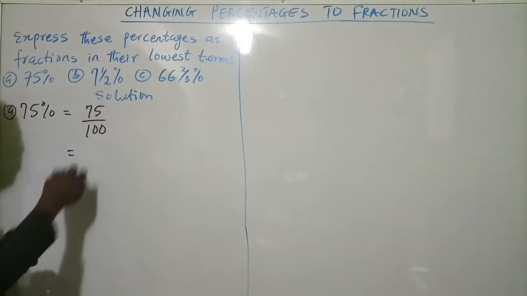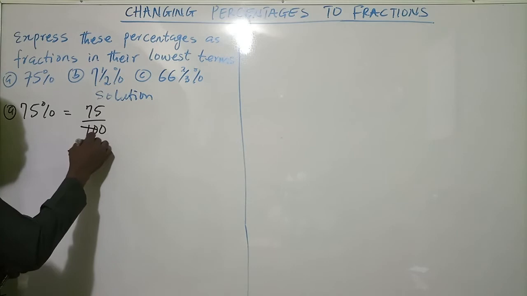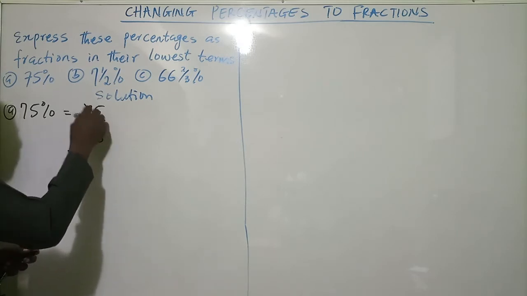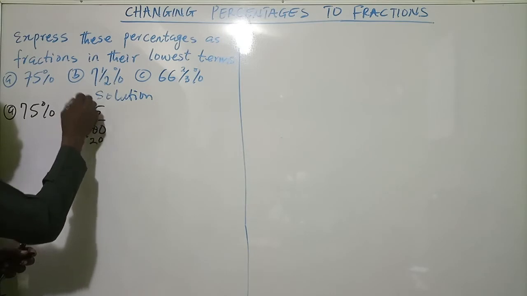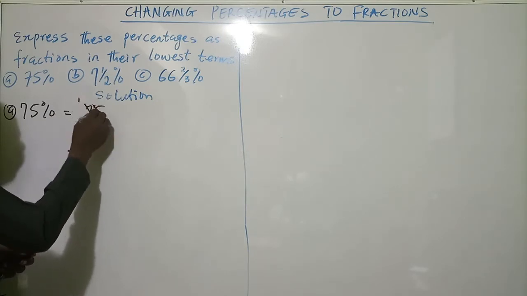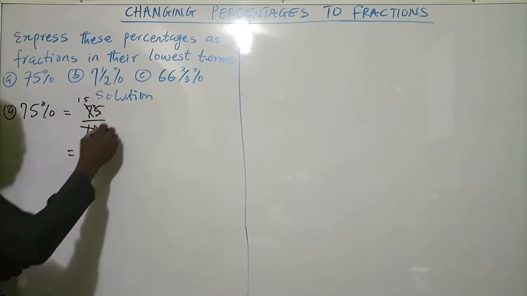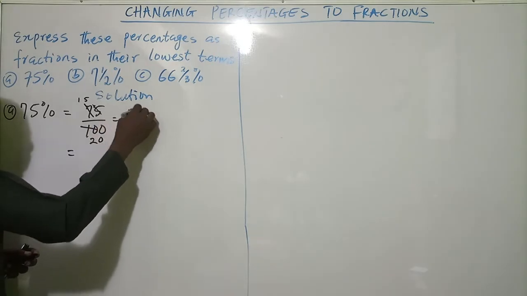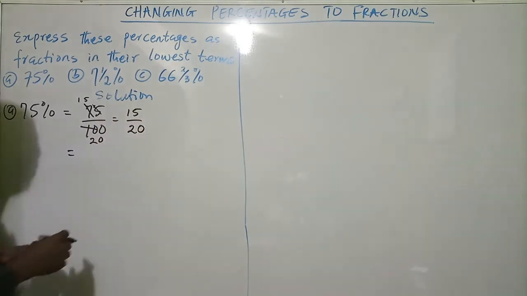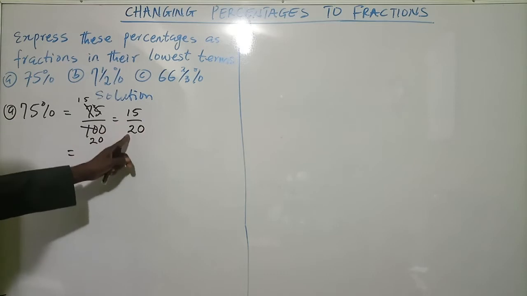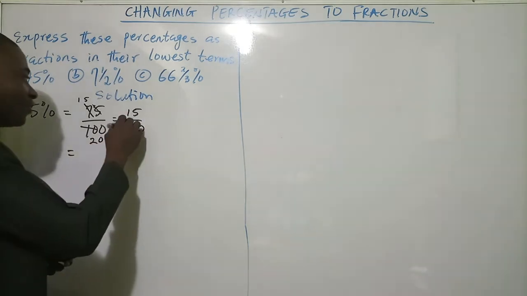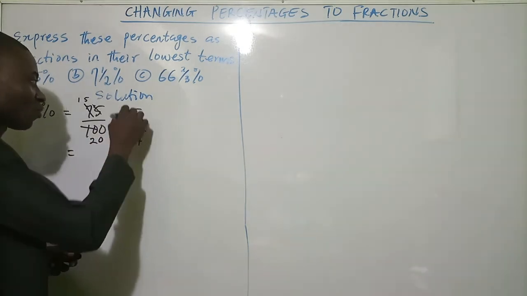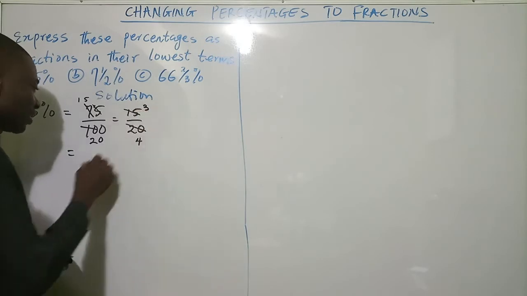5 can divide them. 5 in 10 is 2. 5 in 0 is 0. 5 in 7 is 1, remainder 2. 5 in 25 is 5. That is 15 over 20. Looking at them again, 5 can still divide. 5 in 20 is 4. 5 in 15 is 3.